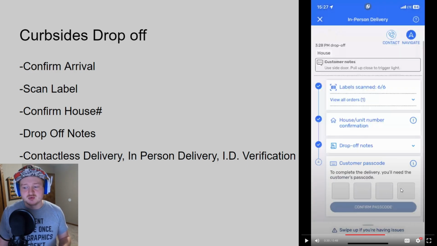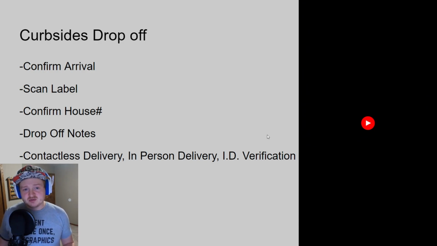You're just gonna input their passcode. Once you've done that, there's no need to take a photo, so it's basically like getting a customer signature, and then you're good to go after you've handed off the delivery. So that's basically how to do curbsides. Once you're finished, you will be allowed to accept orders again. Let's move on to shoppers next.